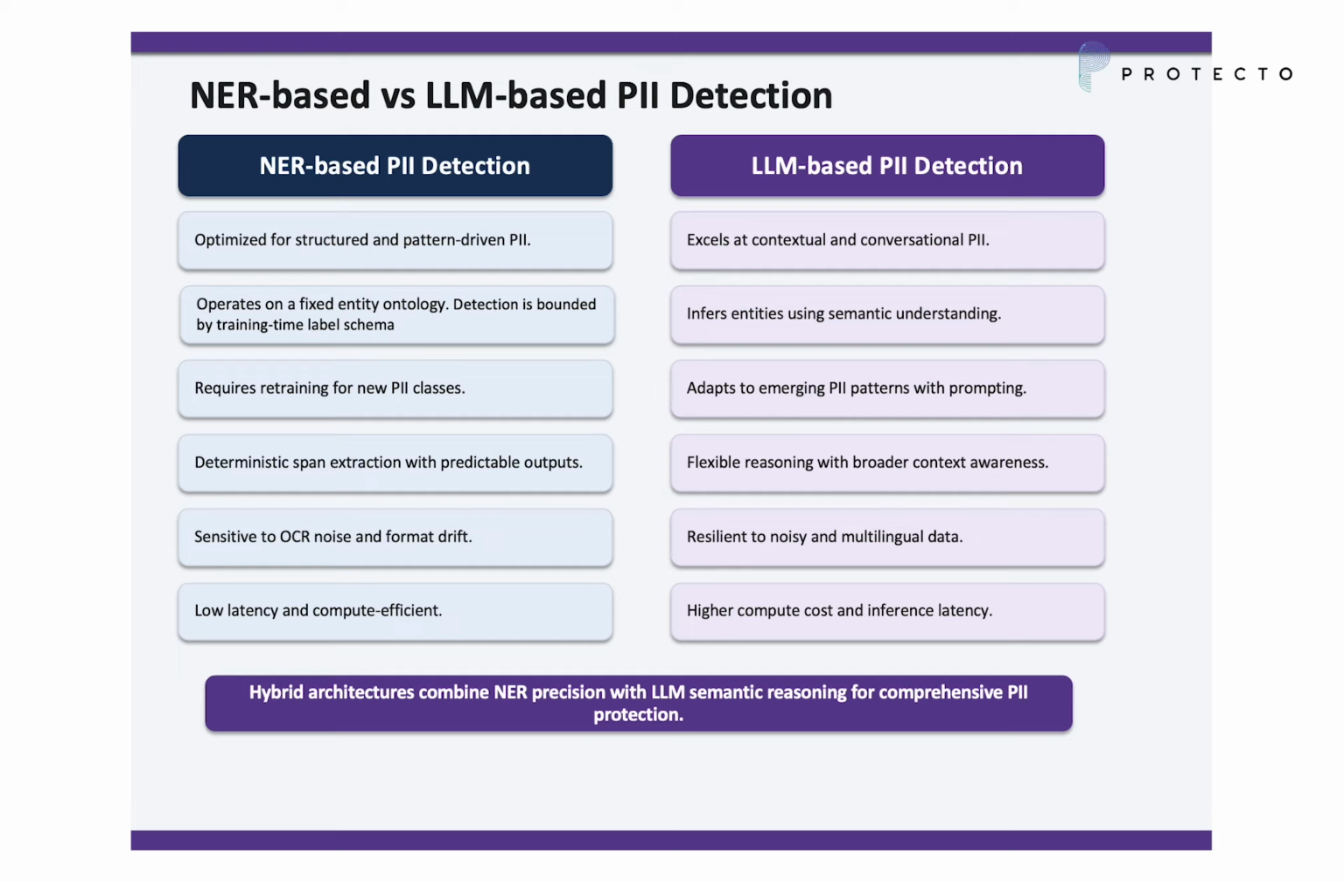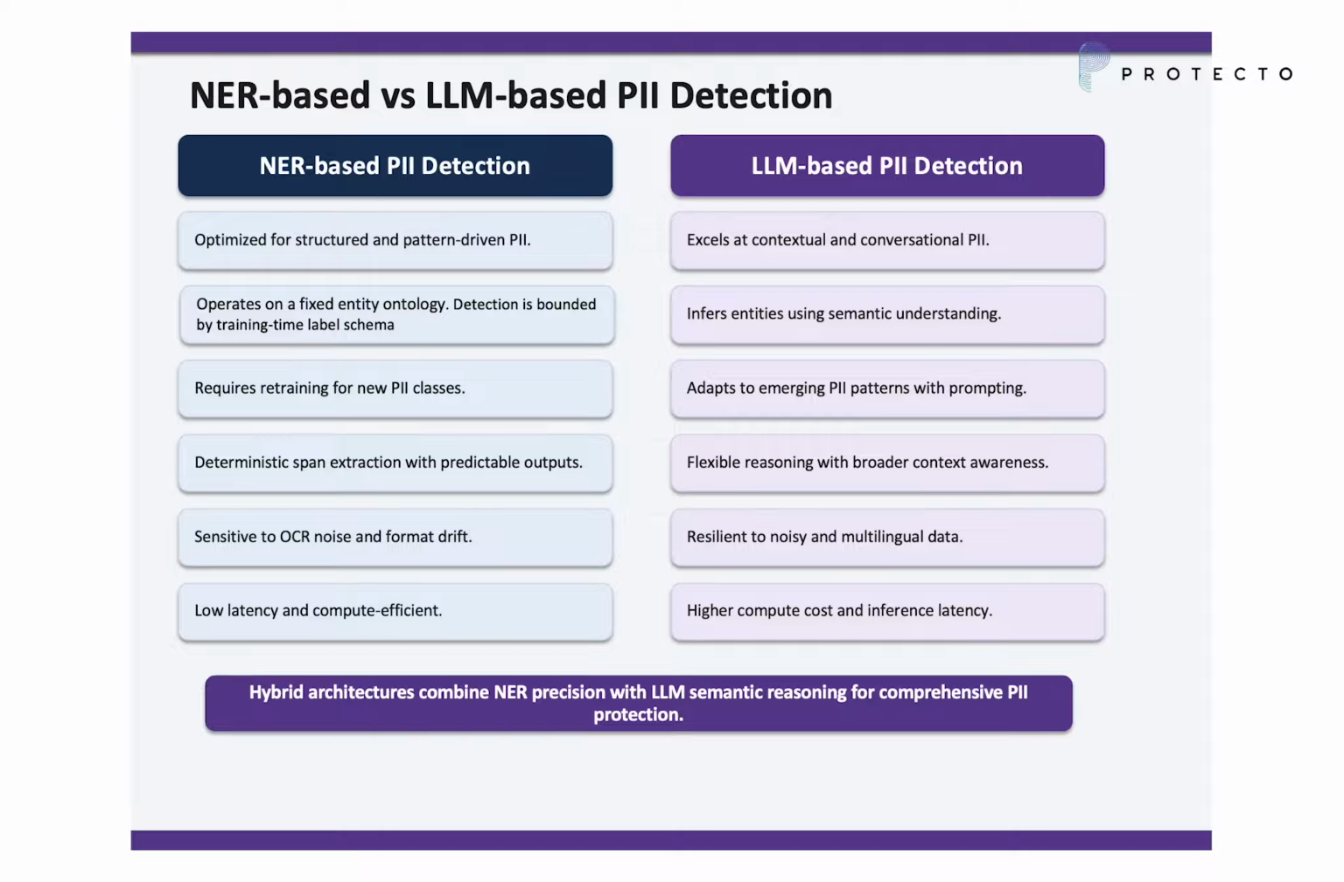And NER evolved into a little more sophisticated, model-based PI detection where the NER can identify PI entities based on the training data. The NER operates on a fixed entity ontology. What that basically means is that whatever PI entities it has been trained to detect, it can detect. What happens to new PI entities? It cannot detect them unless it is retrained with a new set of training data. This has been the bottleneck in NER-based PI detection.